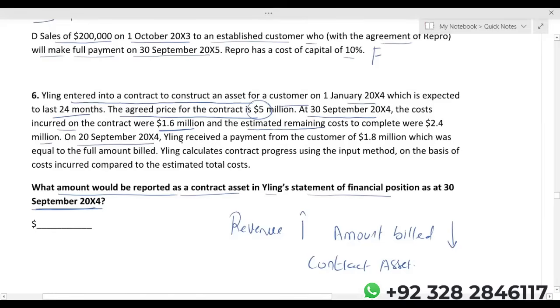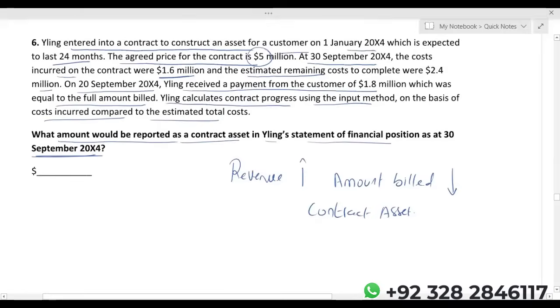On 30th September X4, Yielding received a payment from the customer of 1.8 million, which was equal to the full amount billed. Yielding calculates contract progress using the input method on the basis of costs incurred compared to the total estimated cost. So simply cost incurred divided by total cost. Let us first calculate the percentage of completion.